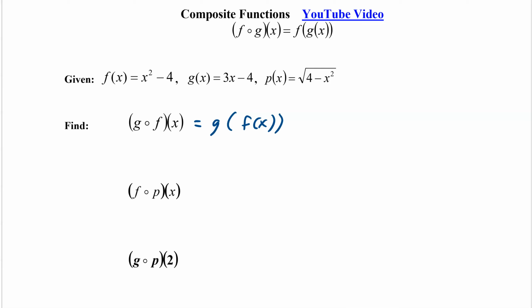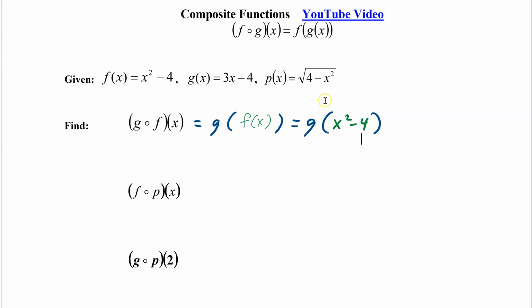And so what that means is that f of x on the inside is what we need to find first. So f of x is what we have to find first. If we search up here, we see there's f of x, and f of x is equal to x squared minus 4. So we're going to take our f of x and replace it with x squared minus 4. So this would become g of x squared minus 4.